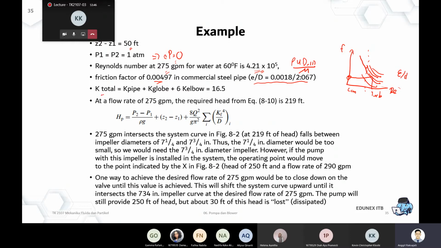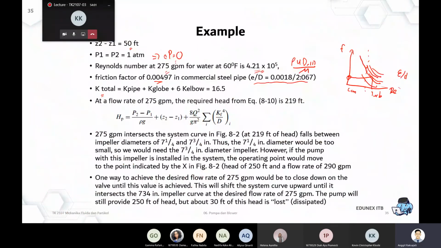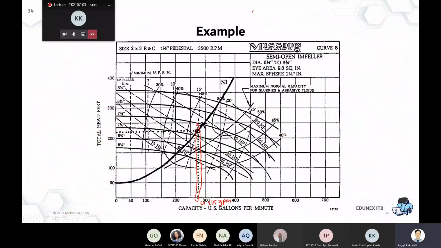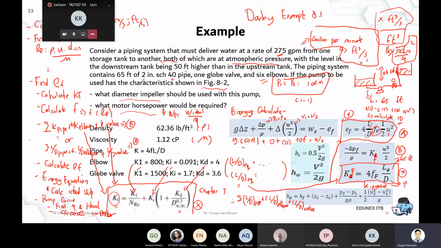And for the K itself, you can calculate it. For the globe and the elbow, again, this is coming from the Darby equation, K1 per NRe plus Ki. Let me write it. K1 per NRe plus Ki.